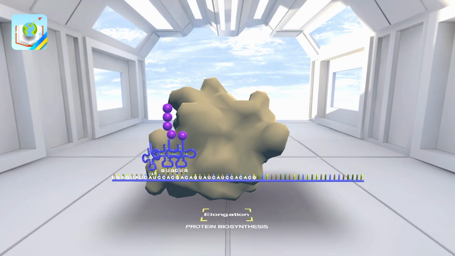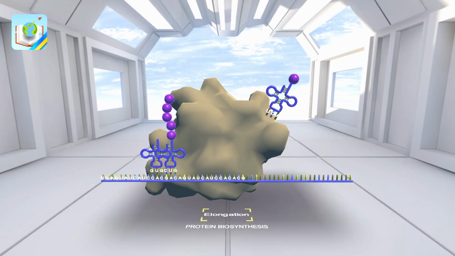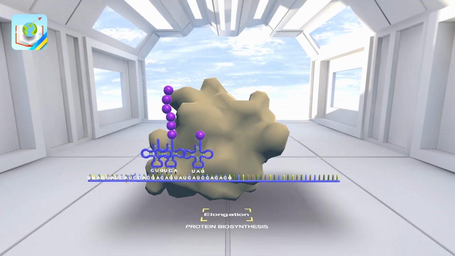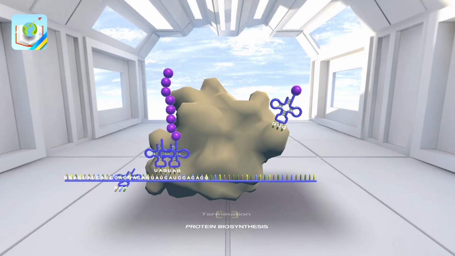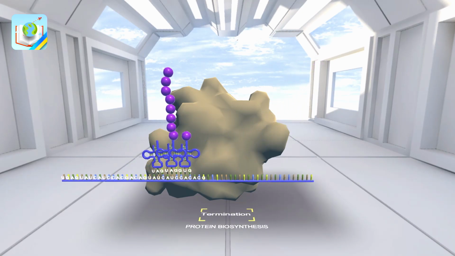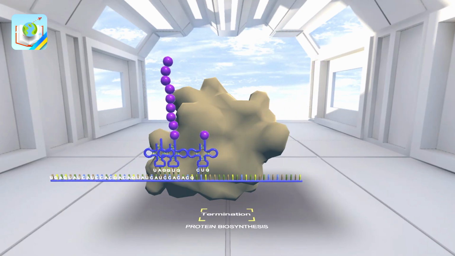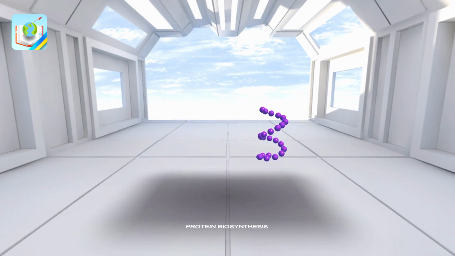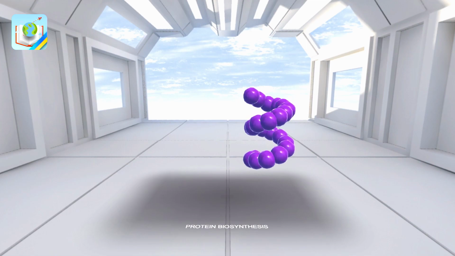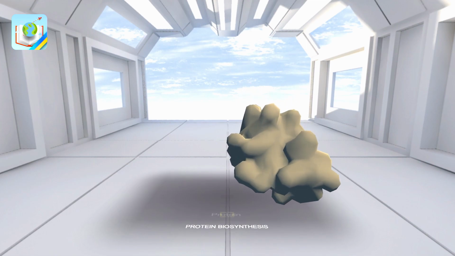Elongation occurs, a buildup of the polypeptide chain of the protein molecule. The 20 basic amino acids are involved in the formation of the protein. The last step is termination. Protein synthesis ends at the so-called stop codon. Finally, the amino acid chain is compacted into a protein molecule.